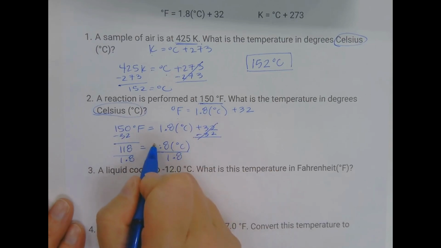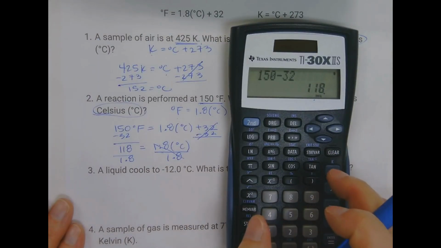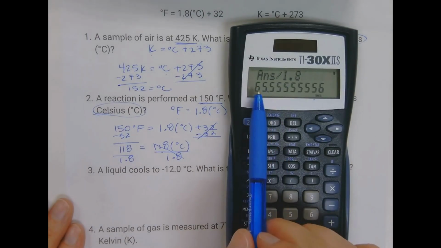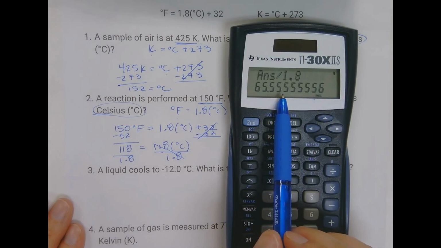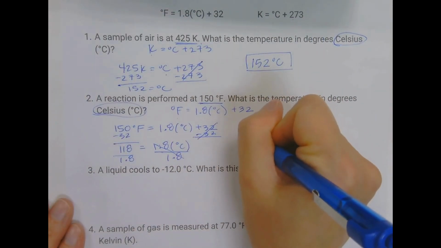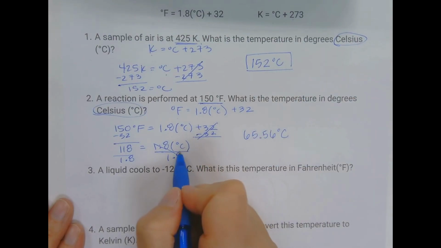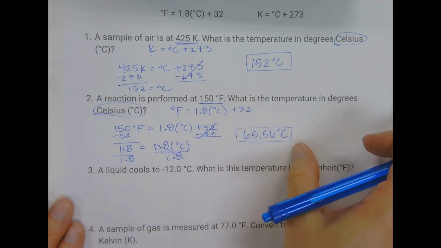So the 1.8 and the 1.8 cancel. And then I'm going to take my 118 divided by 1.8. And this is 65.5555555. We're just going to use 2 decimal places. So the 5 would round this 5 into a 6. So our answer would be 65.56 degrees Celsius because I solved for degrees Celsius. Okay. All right, let's take a look at the next one.